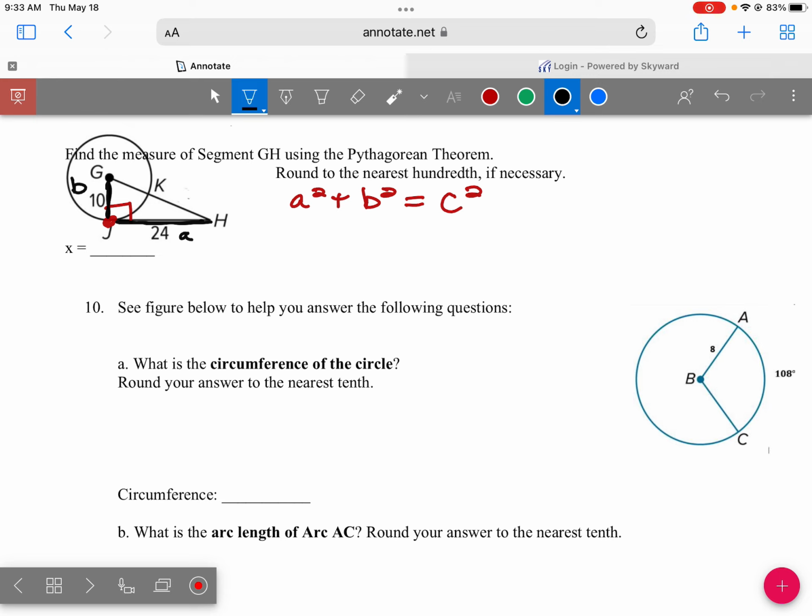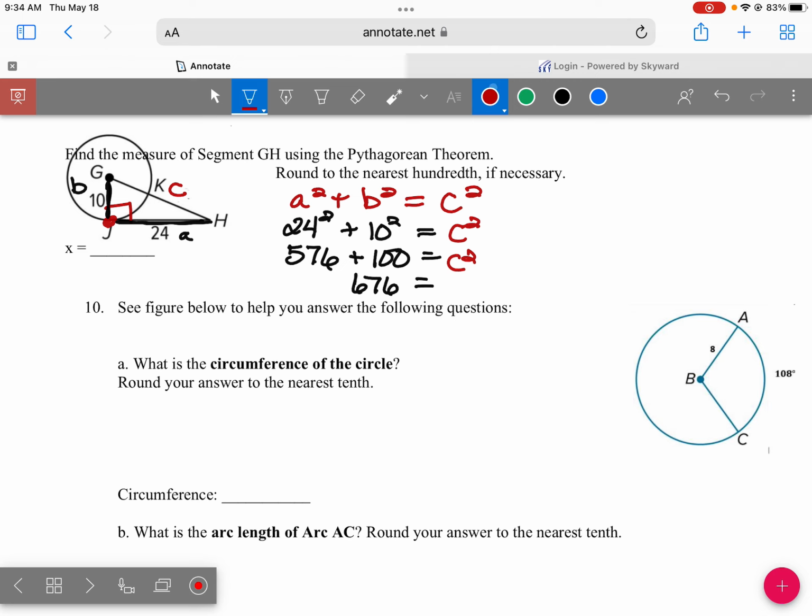So it doesn't matter which one is A or B, but just get those down. So I'm going to say A is 24, B is 10, and C is my hypotenuse. That's what I'm trying to solve for. So I leave that as C squared. 24 squared is 576. Plus 10 squared is 100. Put those together and I get 676.